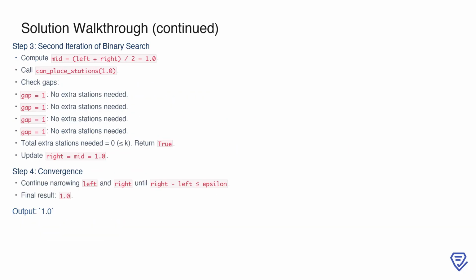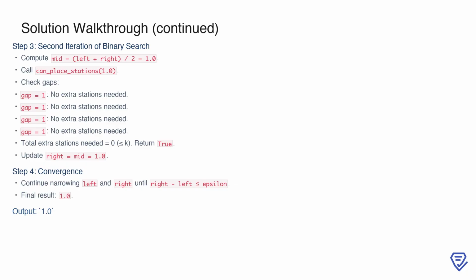In the next step of the binary search, we calculate the new midpoint, mid equals 1.0, and again call can_place_stations to check if the maximum gap can be reduced to this value. As before, we look at the gaps between the stations, all of which are exactly 1. Since the gaps are equal to 1.0, no additional stations are required, and the function returns true. This allows us to further narrow the range by setting right equals mid, which now becomes 0, 1.0. At this point, we continue refining the range until the difference between left and right is less than or equal to epsilon. Once the binary search converges, the smallest maximum distance we find is 1.0, which is returned as the output.